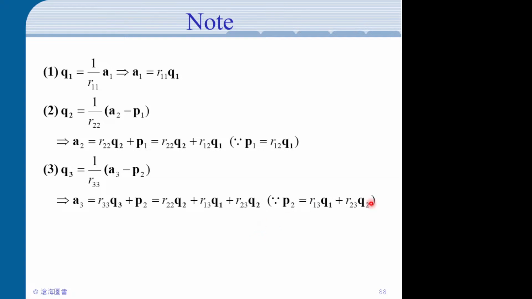1, 2, Q1, 2. I think here this one is R3, Q3. But anyway, it's not too important. Just saying that you can express everything back.